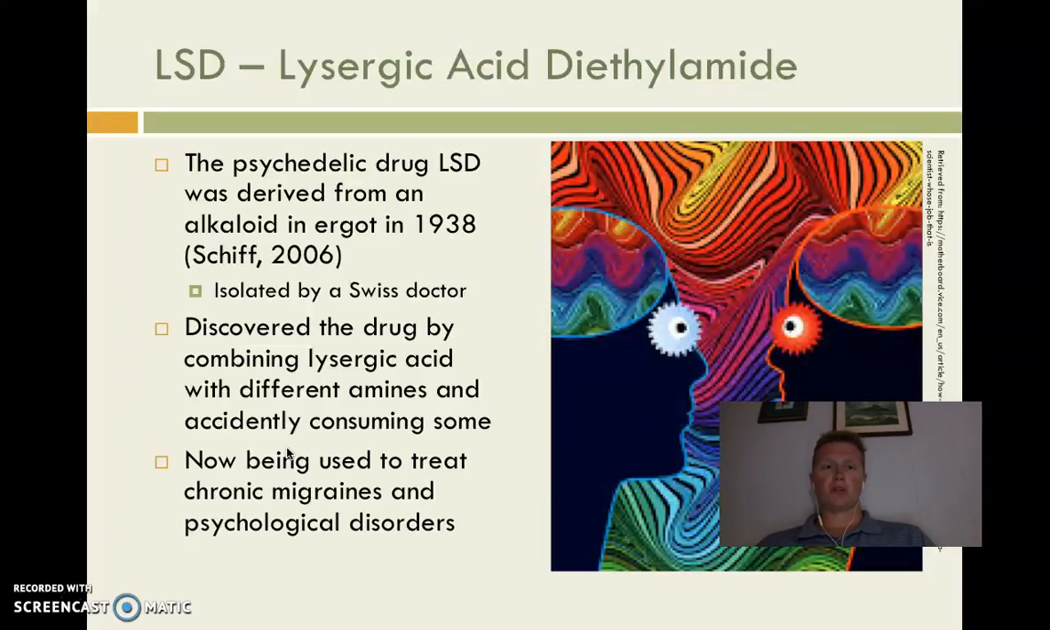One of the main compounds that has been derived from these alkaloids is the common drug LSD. And it was derived from ergot in 1938 by a Swiss doctor. In doing so, he discovered the drug by combining lysergic acid with different amides, and while accidentally consuming some, determined the effects that gave him hallucinations and a feeling of euphoria. Now this drug is also being used to treat chronic painful migraines and other psychological disorders in very rare cases.